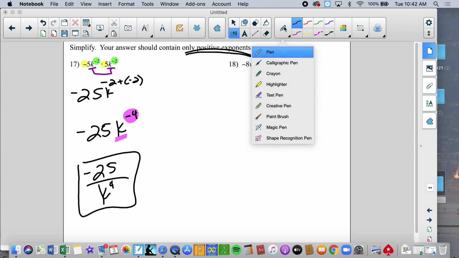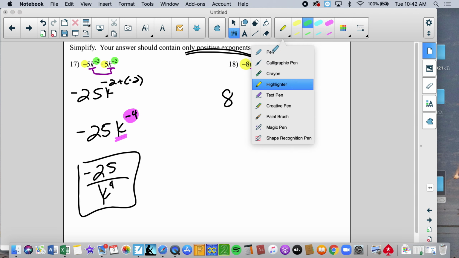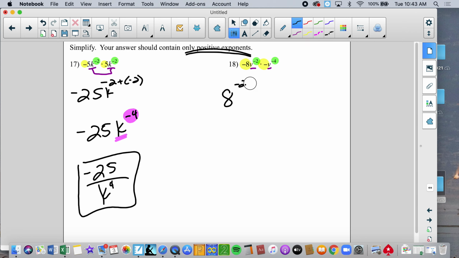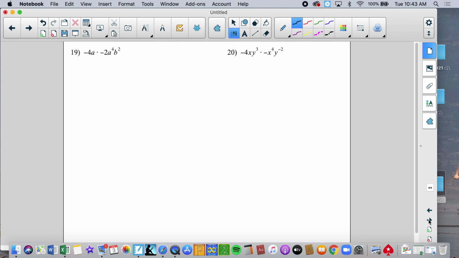Number 18, we multiply their coefficients first, negative 8, negative 1. Negative 8 times negative 1 gives me positive 8. We have like bases, and we are multiplying, so we will add those exponents. So that becomes, I keep forgetting to write the variable first, v to the negative 2 plus negative 4. And that becomes 8v to the negative 6. We have to deal with the negative exponent. This base has to move. It's in the numerator, so 8 stays in the numerator, and my v goes down into the denominator. And the sign of that exponent changes to a positive.